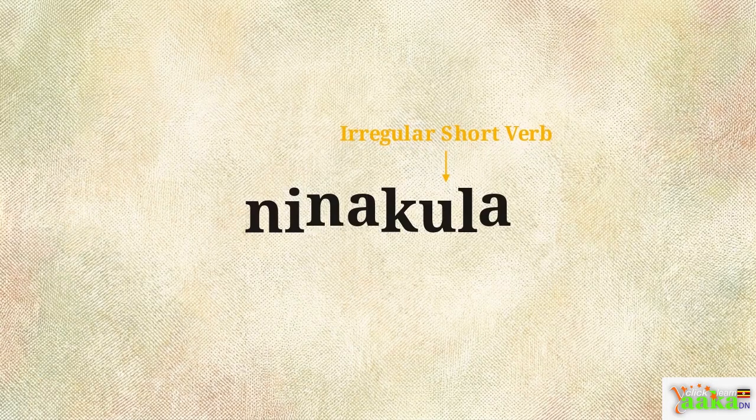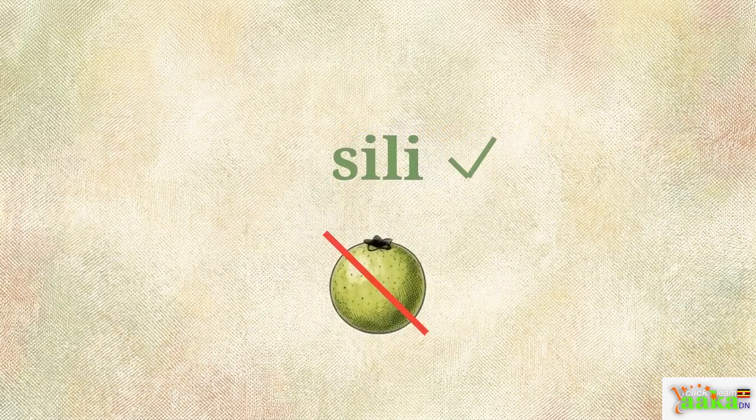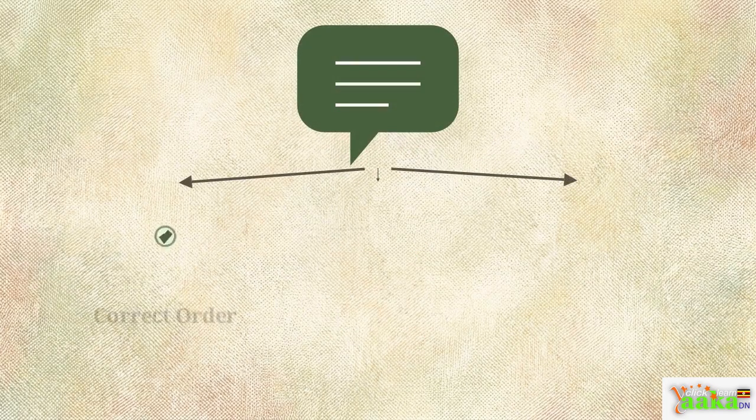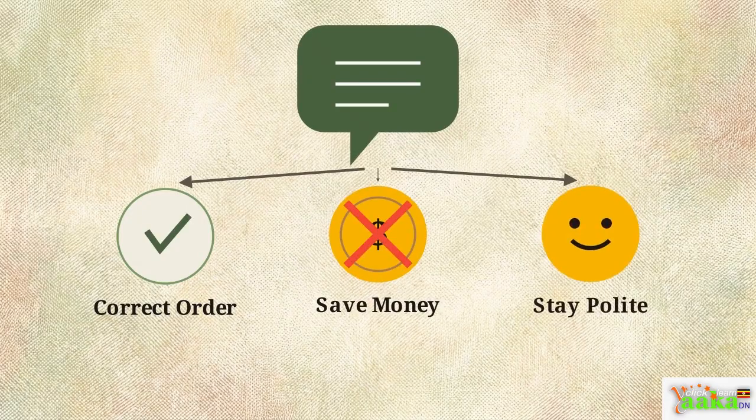Because kula is a special short verb, the na drops entirely, the prefix changes, and it shrinks all the way down to sili. Mastering this mechanical negation process gives you the tools to politely correct your order and avoid paying for a meal you never meant to eat.